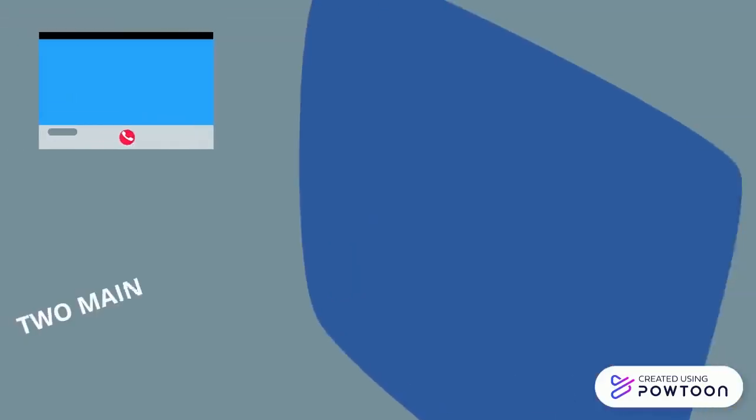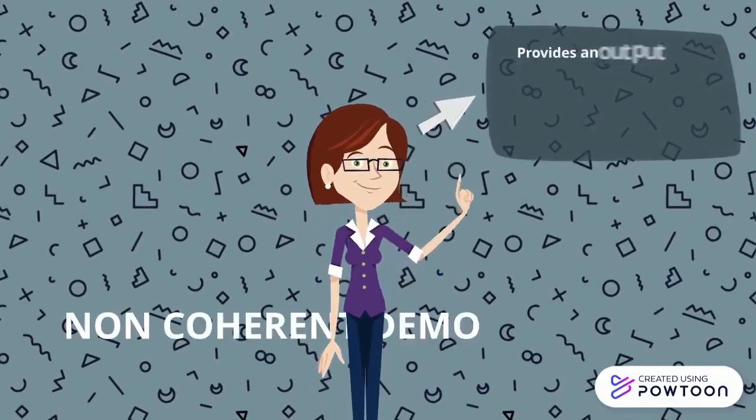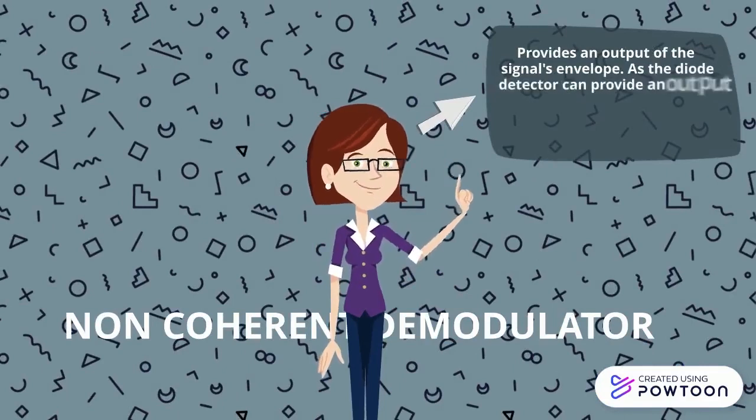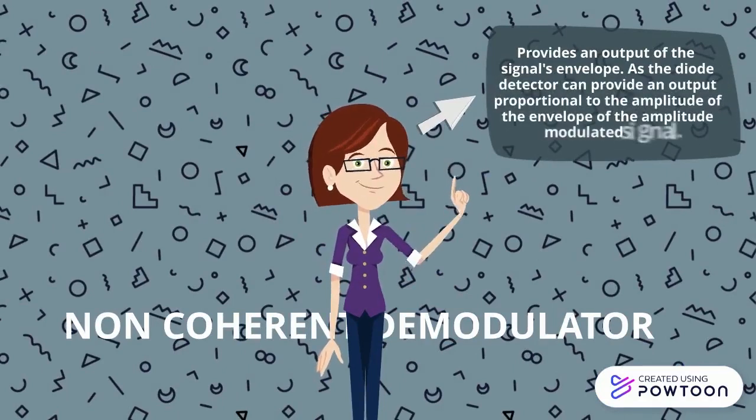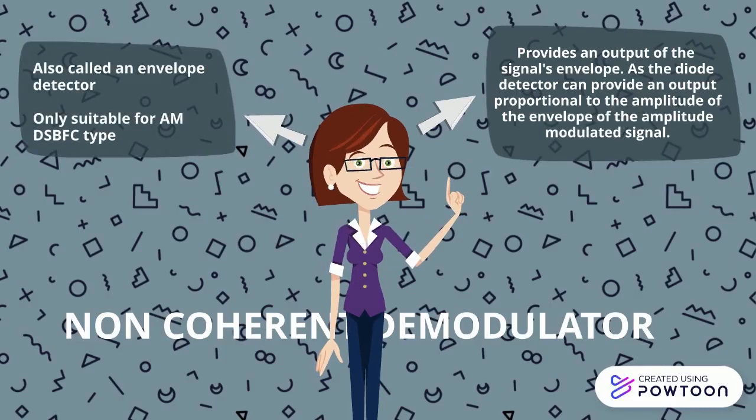There are two main methods of AM demodulation. First one is envelope or non-coherent detection or demodulation, and the second one is synchronized or coherent demodulation. A non-coherent demodulation or envelope detector is used to produce an output of the envelope signal by providing an output proportional to the amplitude of the envelope from the amplitude modulated signal. This method is only suitable for analog modulation type double sideband with carrier.